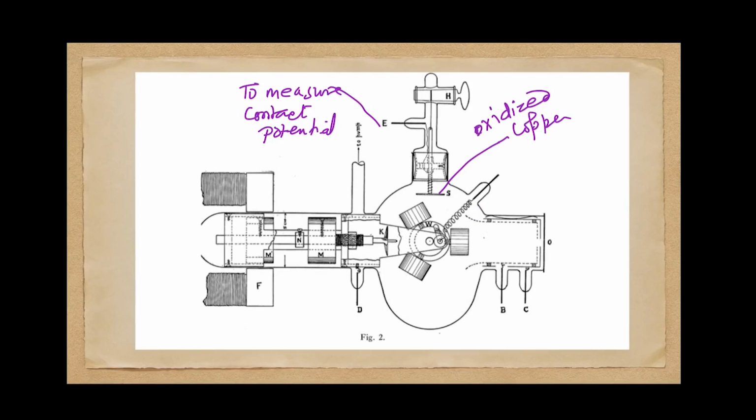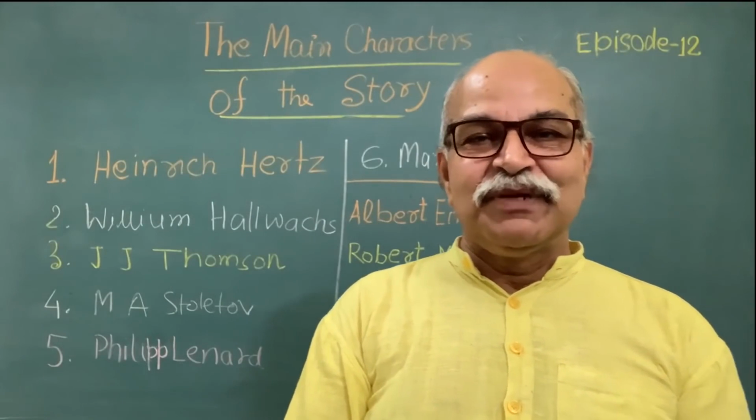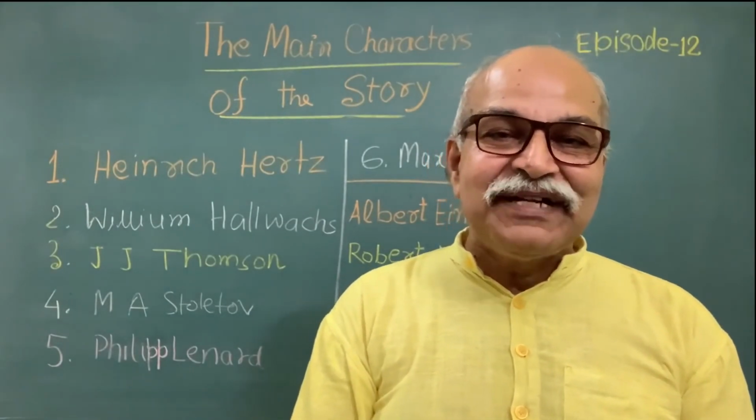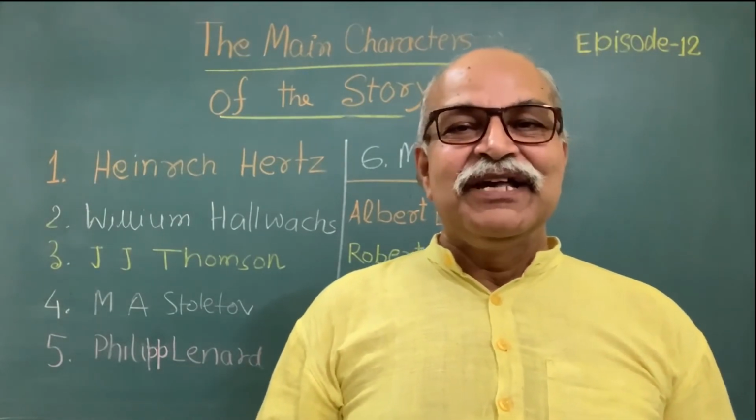Now in this next slide you see I have written, to measure contact potential, on one side, on the other side it is oxidized copper, and that indicator is on a line where in small letters S is written. So this is a plate, an oxidized copper plate, and I'll tell on the board what it is all about. So let us talk of contact potential, and this term comes into picture when you have two different metals electrically in contact with each other. So I give you an example.